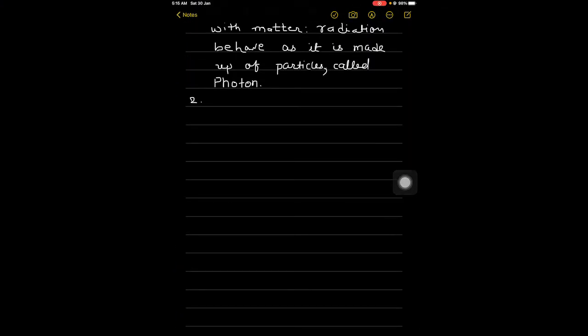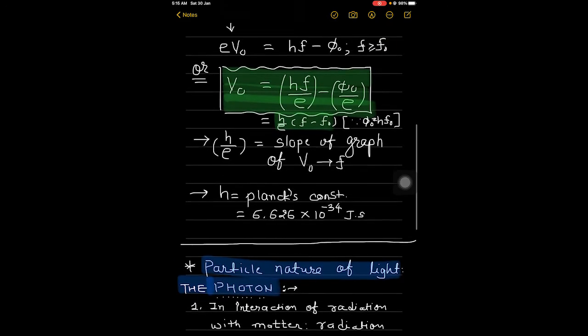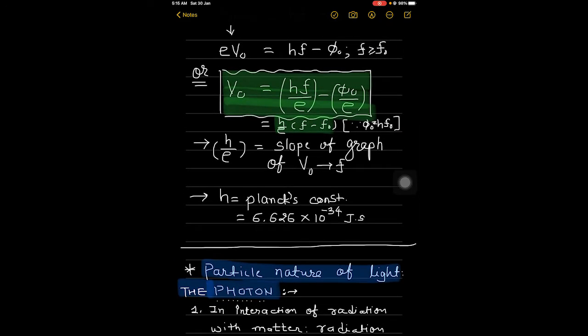Dear student, today we will discuss the particle nature of light, which is called the photon, and the properties of the photon. To understand this topic, recall that the photoelectric effect gave evidence to the strange fact that light in interaction with matter behaves as if it was made up of quanta, or packets of energy, each of energy hf or h nu.